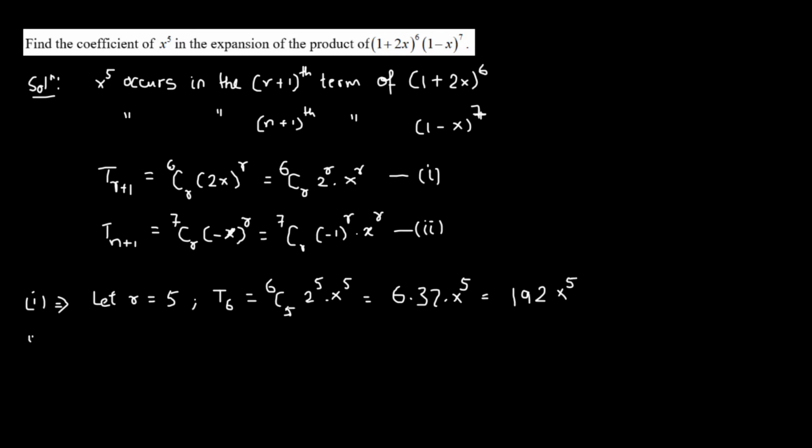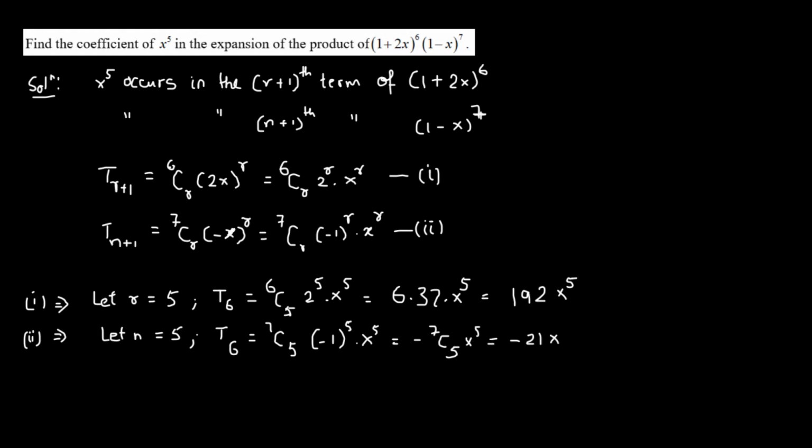Then we go to equation number 2, and here also we let the value of n equal to 5, and that should give us t 6 equal to 7 c 5 times negative 1 raised to the power 5 times x raised to the power of 5, which is equal to negative 7 c 5. Then we can use a calculator to find the value of 7 c 5, and that would give us negative 21 x raised to the power of 5.